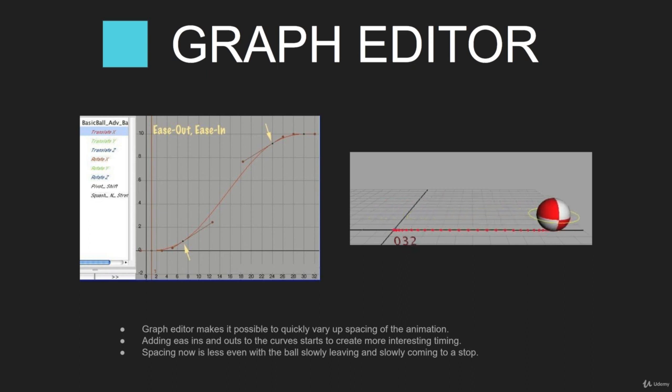In this particular case, it's pretty much even, but by adjusting those ease out keys and those tangents that you have in your graph editor, you can start to vary up the timing and start to get some more interesting movement.